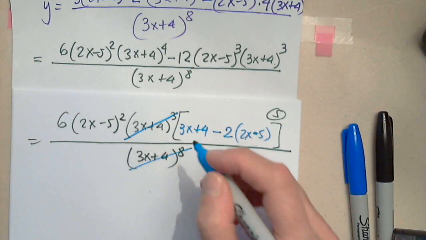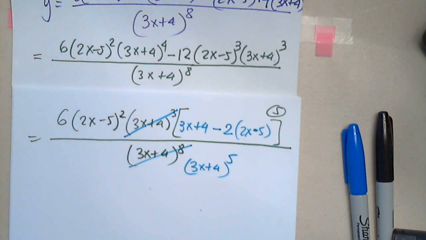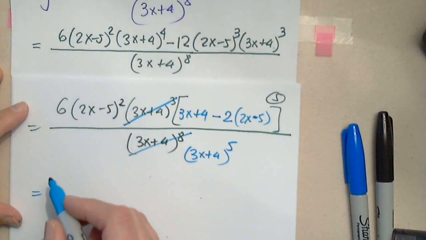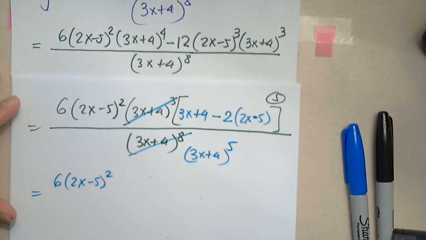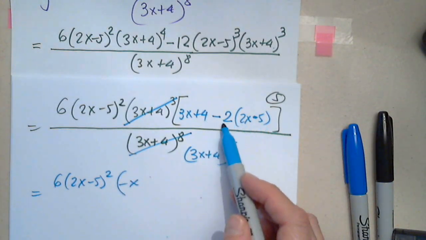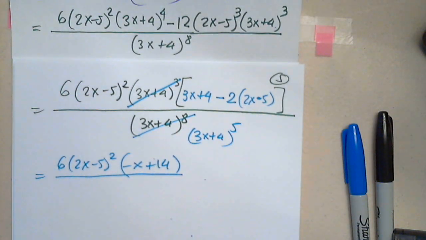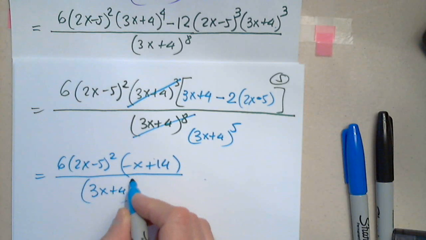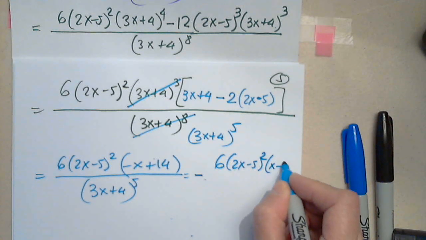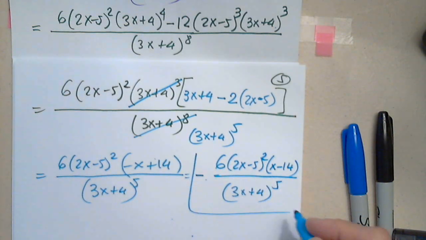Only now I can do this, not before. So then I copy 6 (2x minus 5) squared, and inside, 3x minus 4x, negative x, and 4 plus 10, 14. And yes, I will factor out negative 1. Again, you will see in chapter 4 why this is so important. And this is it.